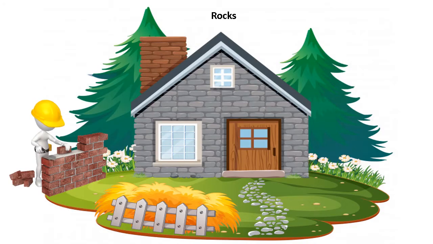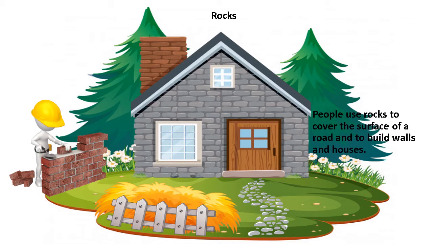Looking at this picture, can you guess the third natural resource that we're going to talk about? Very good! Rocks. Rocks come from land. People use rocks to cover the surface of a road and to build walls and houses.